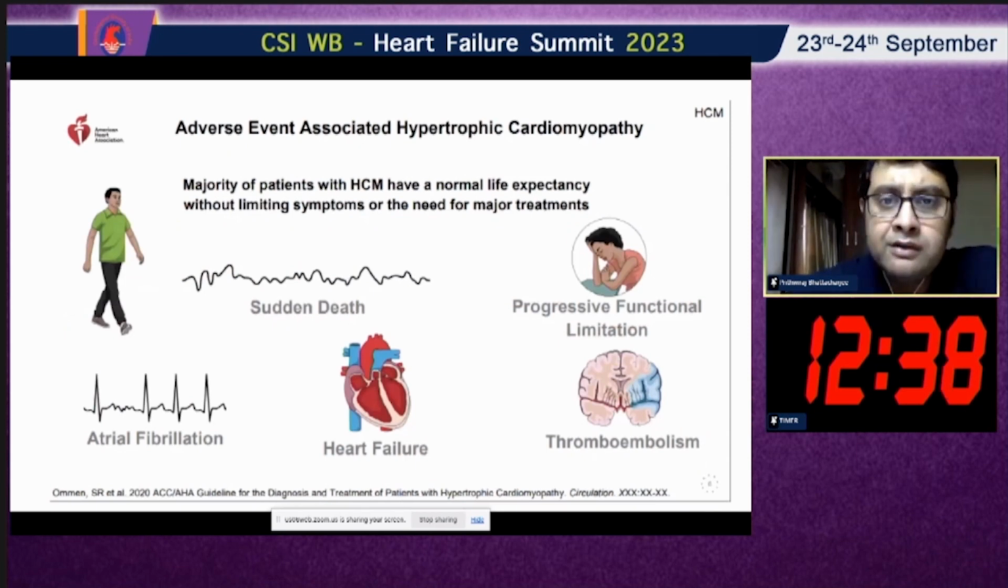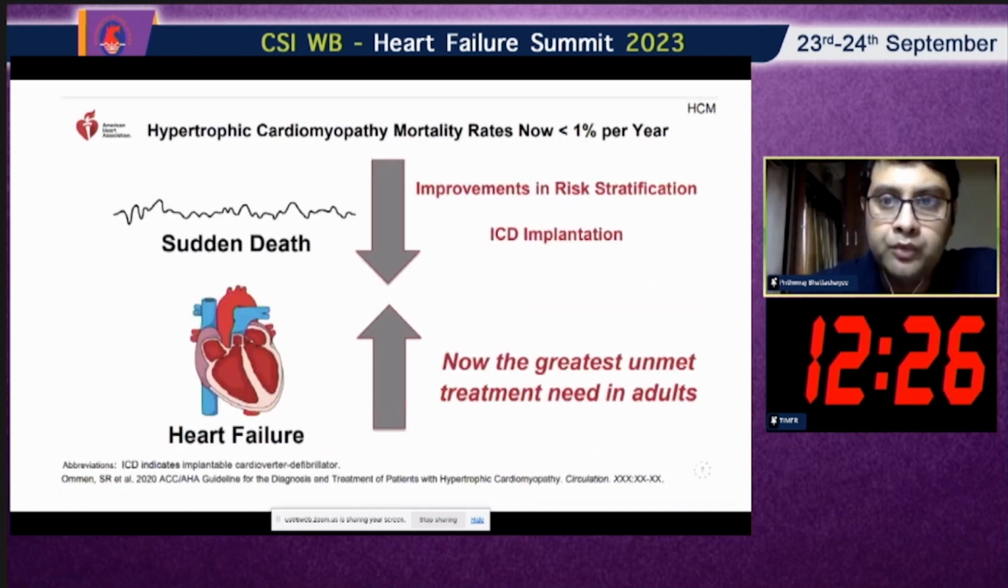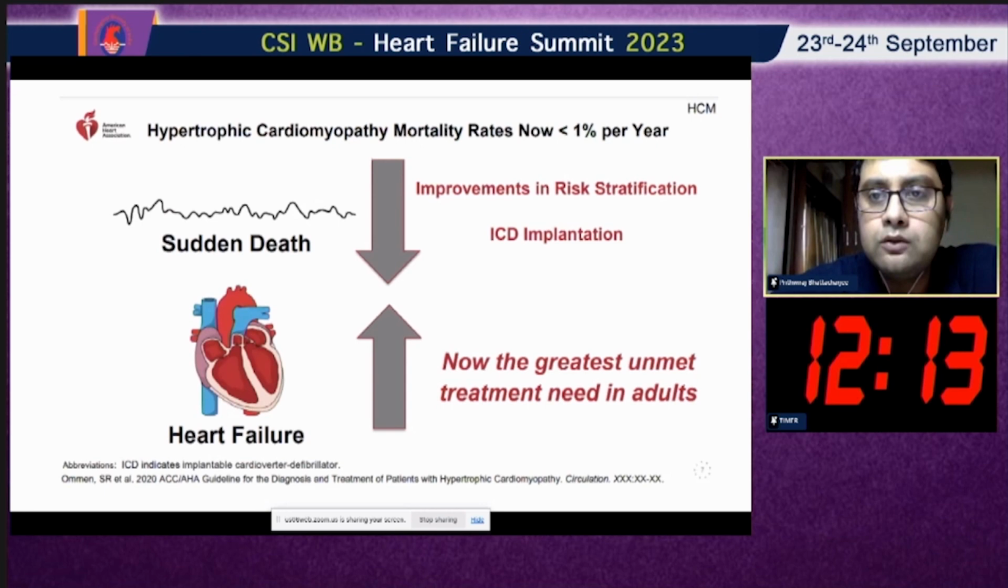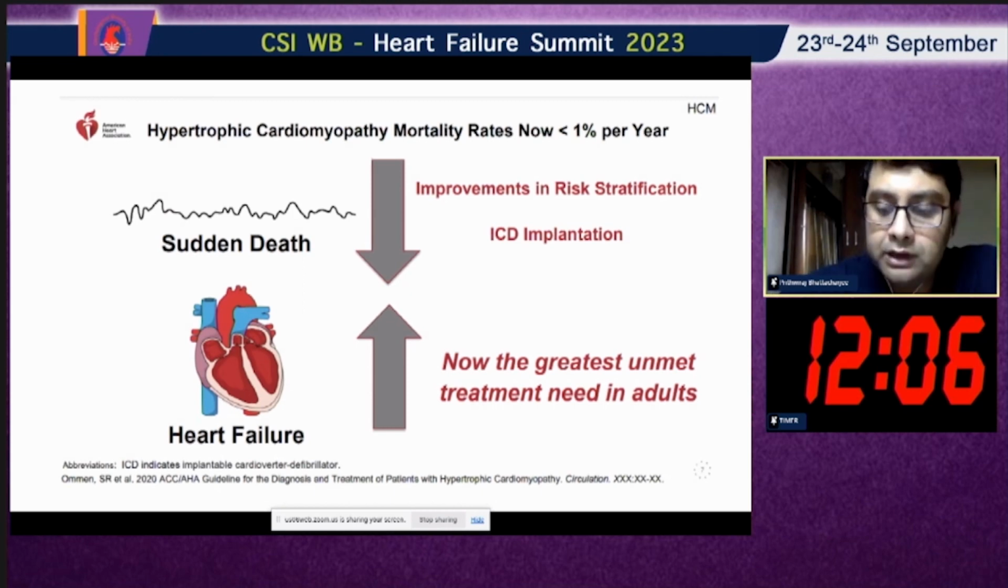The adverse events which are usually associated with hypertrophic cardiomyopathy include sudden cardiac death, progressive functional limitation, atrial fibrillation, heart failure, and thromboembolism. With improvement in risk stratification and wide use of ICD implantation, the risk of sudden death has diminished significantly, and hypertrophic cardiomyopathy mortality rates are now less than 1% per year in the US population. But now the greatest unmet treatment need in adults is heart failure.